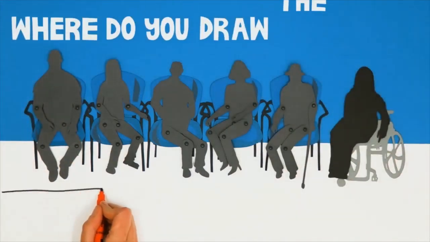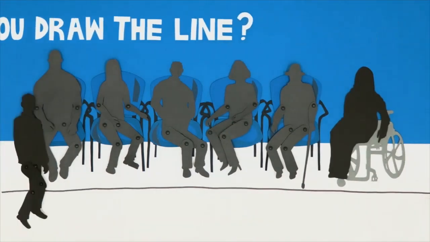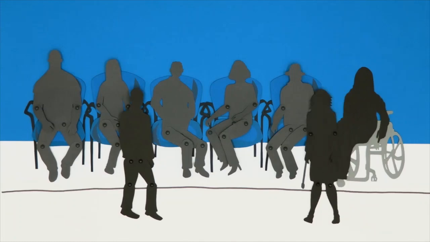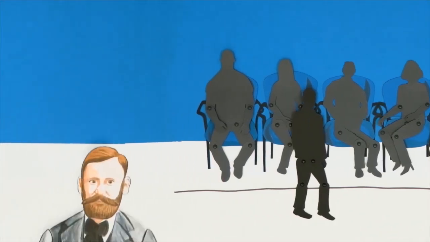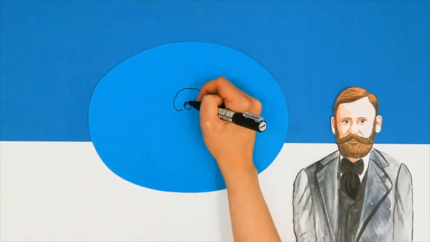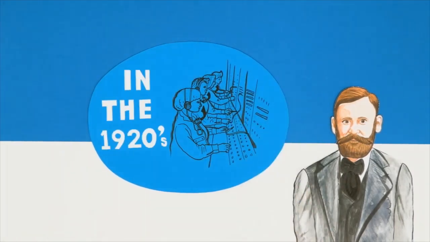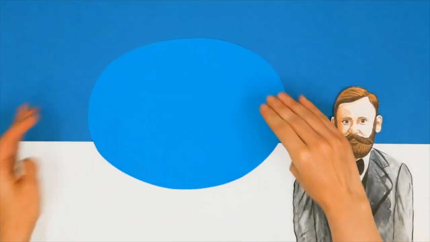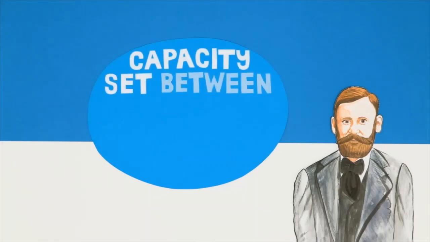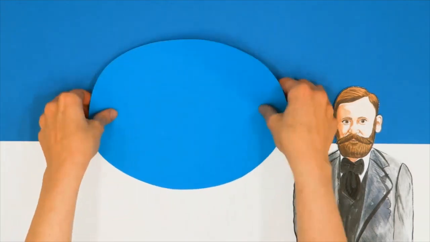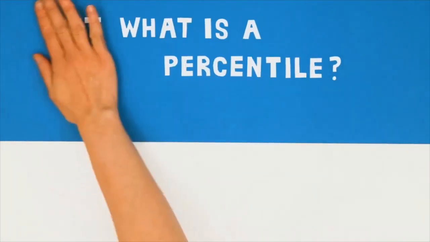So where do you draw the line? Just how much capacity do you need to cope with the variability in demand and not allow the waiting list to grow? Agner Erlang was a statistician who developed a method of calculating how to do this in the 1920s. His work suggested that capacity needs to be set to somewhere between the 80th and 85th percentile of the variation of demand. But what is a percentile?